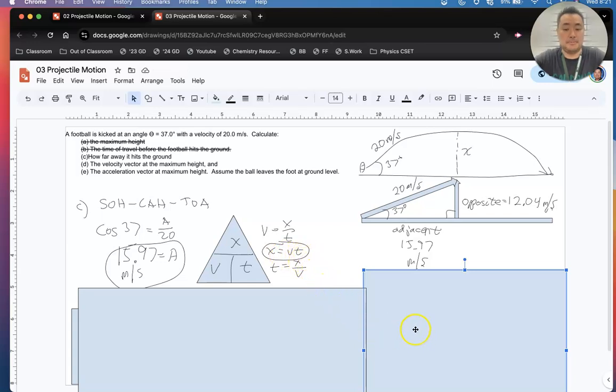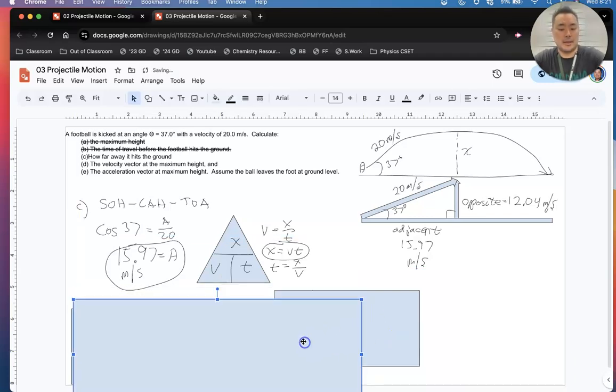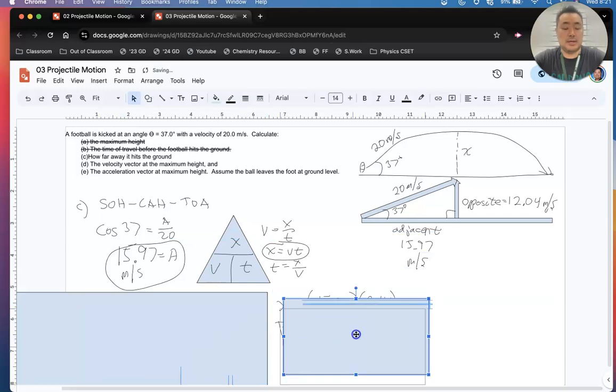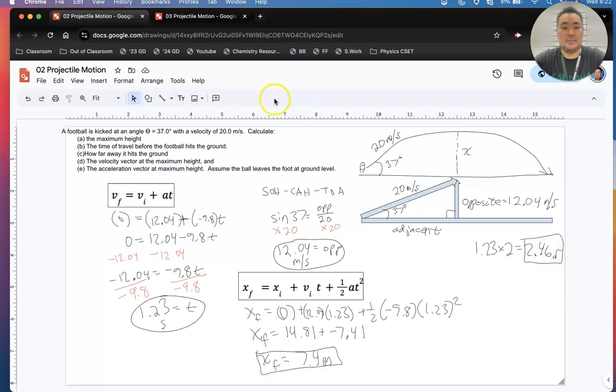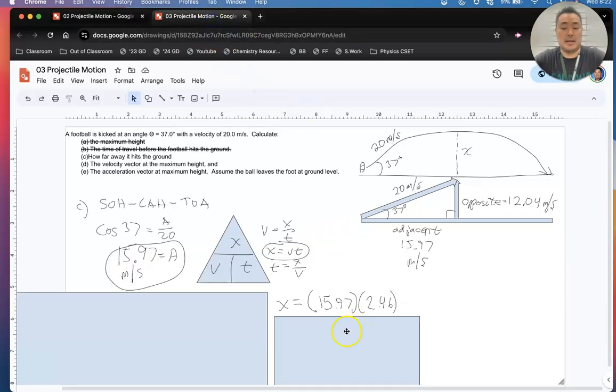So we plug it in, and we get 15.97, which is the velocity, times time 2.46. That's from what we calculated in letter B. And the answer is 39.29 meters is the total distance.